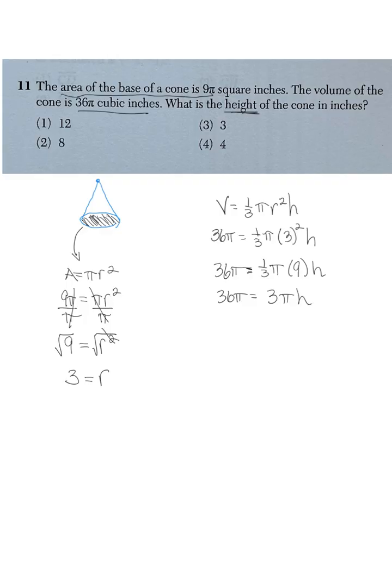Well, let's kind of do what we did over here to get the r squared by itself. I want to get the h by itself. So what I'm going to do is, since I know this is all being multiplied, I'm going to do the opposite, which is dividing by 3 pi and 3 pi. Okay, so that disappears there. Now the pi's are going to cancel out, and you just have to do 36 divided by 3, and that will give you your h. So your h is 12, which is choice 1.